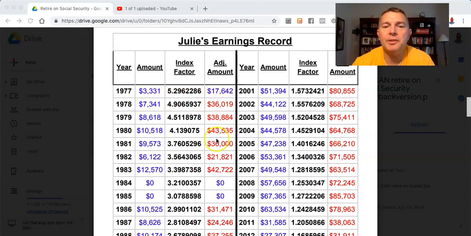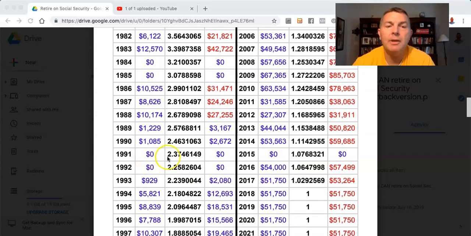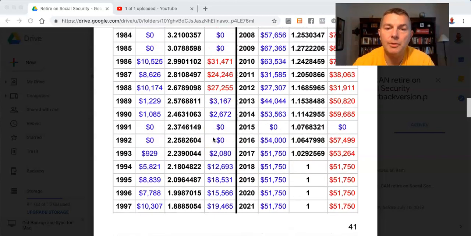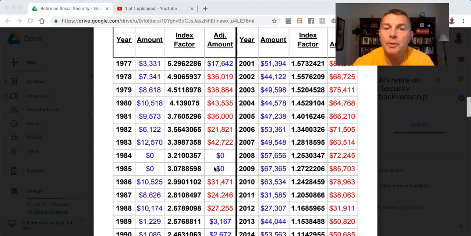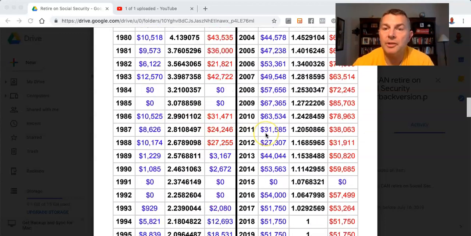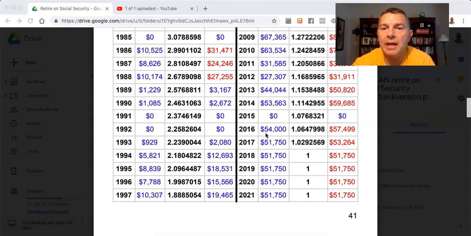Here you can see what is in blue. She has a couple of years of zero: 1984, 1985, 1991, and 1992. Even in 2015, she has a couple of years of zero. And again, these are the indexed numbers. So in 1993, she made $929. We multiply that by her indexing amount, and it's only 2,080. So all the years in blue are the years we're not going to use, and the years in red are the ones we are going to use. I'm not sure why I switched those up, but be that as it may, you'll get it.